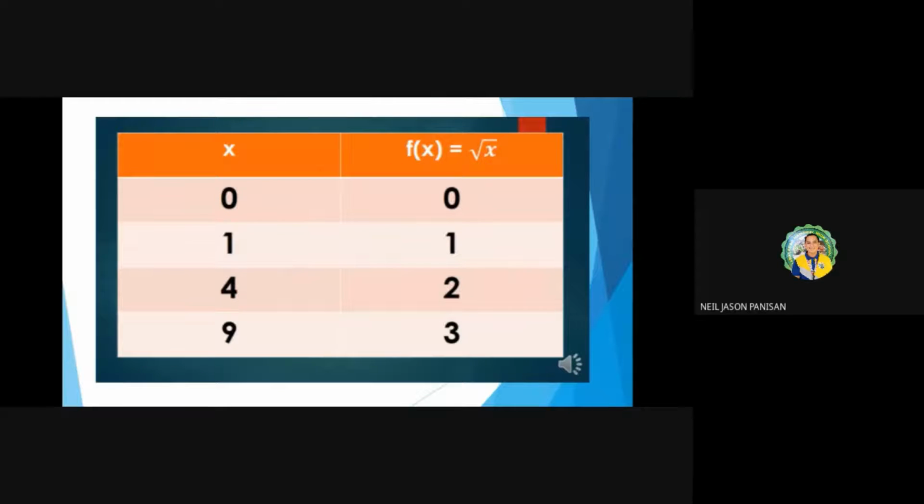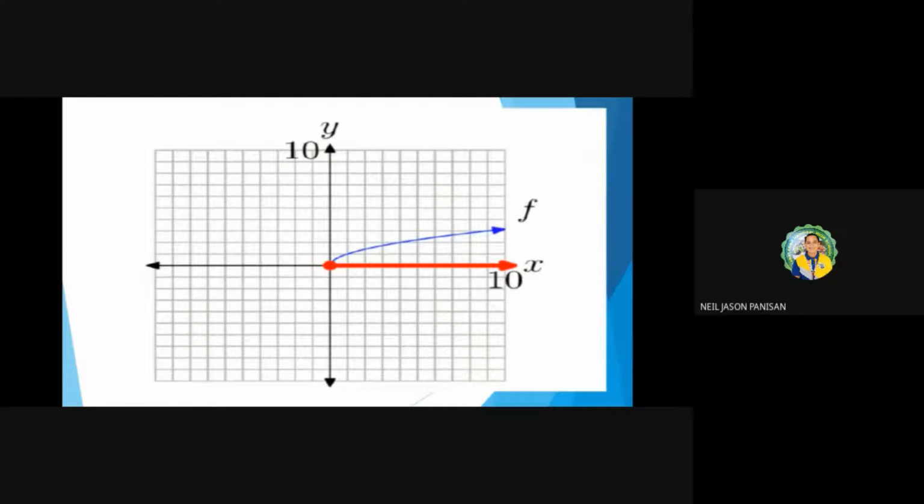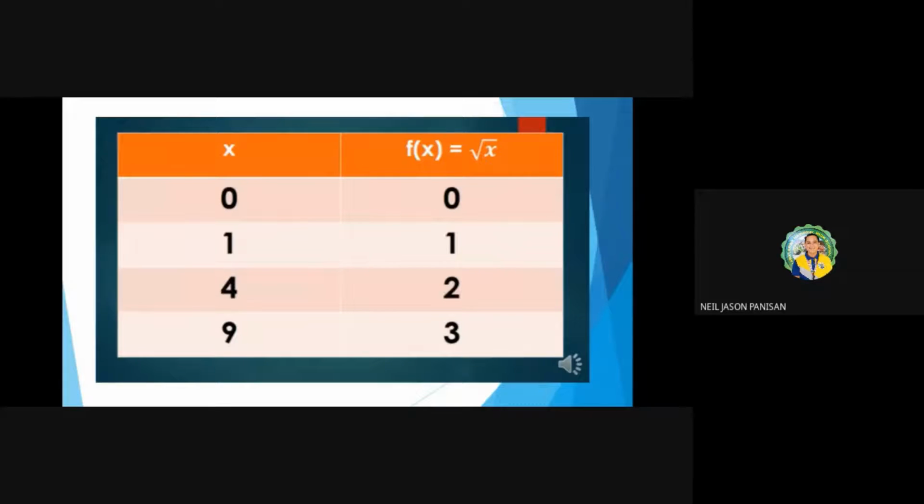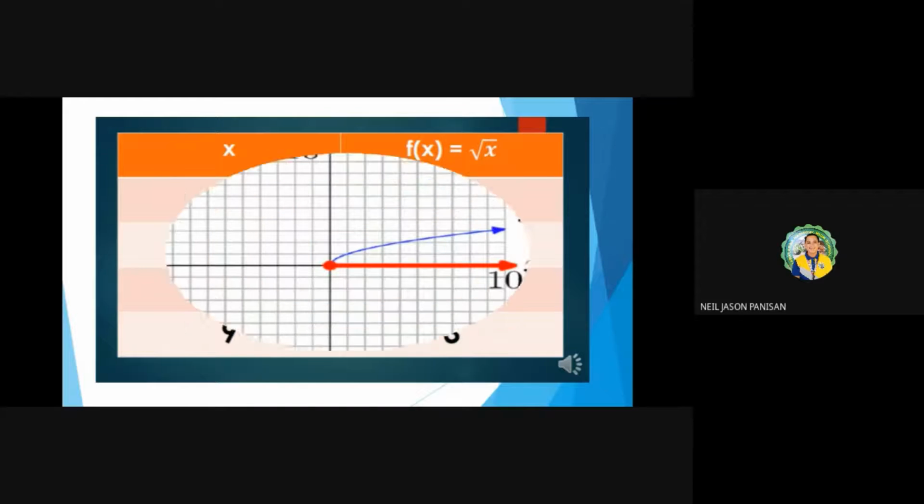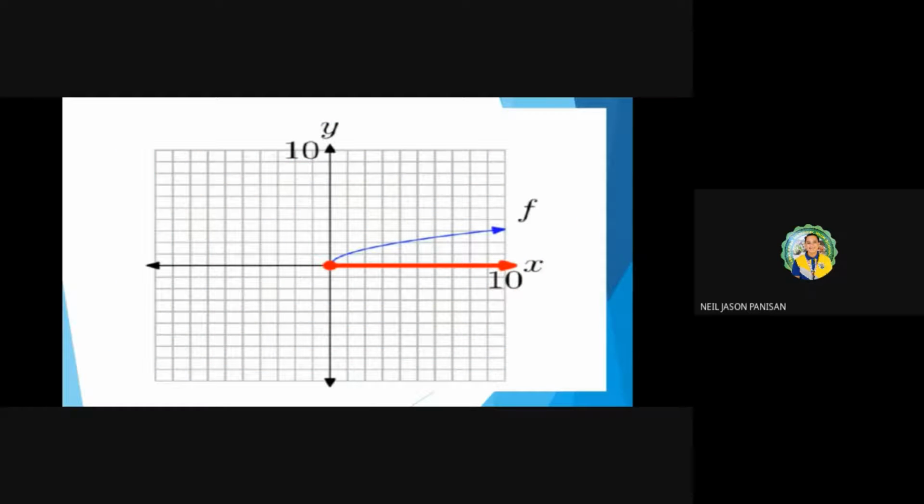If we have 4 and 2 as our third ordered pair, from our vertex, we count 4 as our value of x going to the right. So 1, 2, 3, 4, and 2 counts from that particular 4 going upward as our third ordered pair. And if we have 9 as x, and we have the y value, which is 3, from our vertex, which is 0, 0, we count 9 counts going to the right.